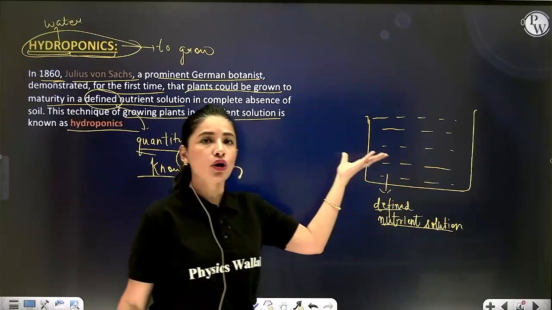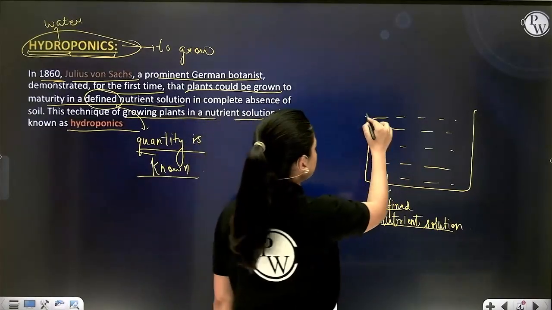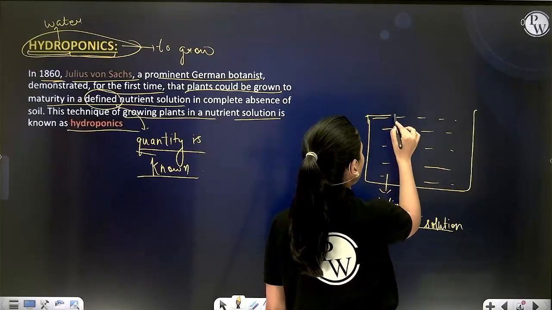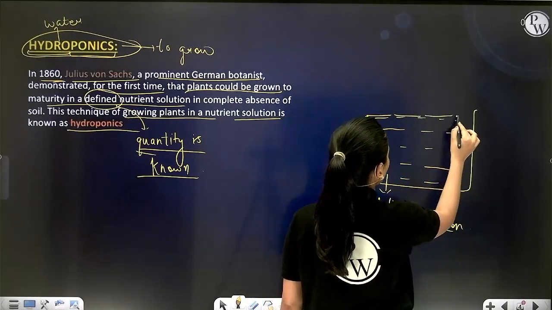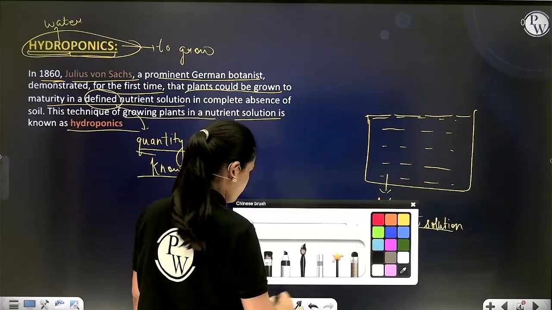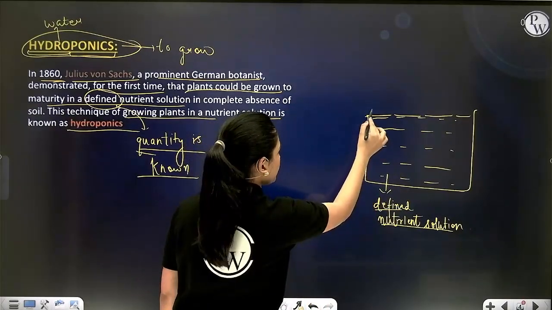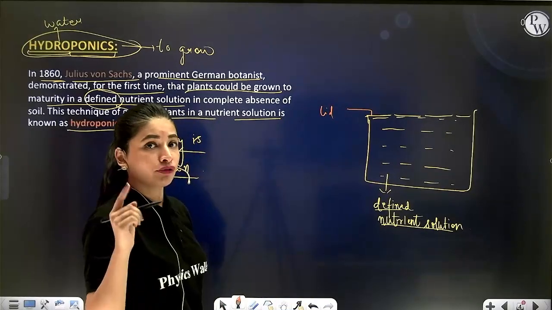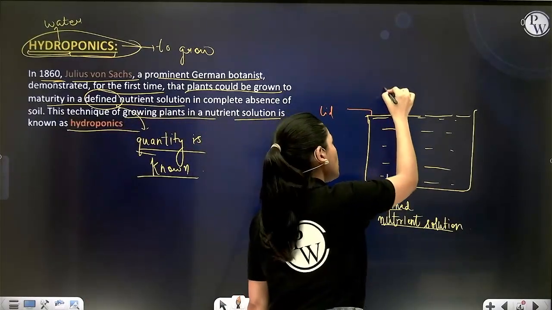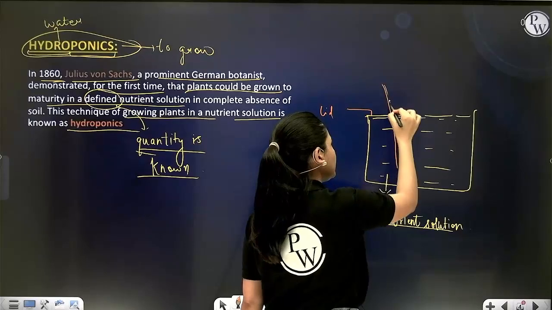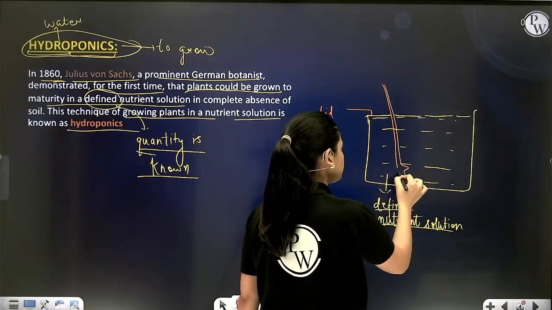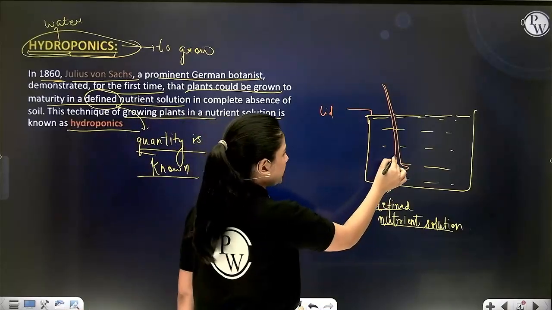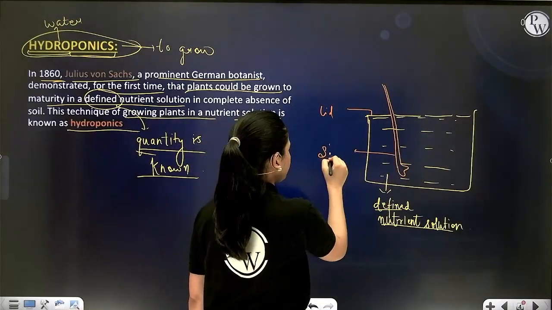Second, now you're going to cover the beaker with the help of a lid having 3 openings. How many openings? 3 openings. So this is the lid which is having 3 openings. Why 3 openings? From the first opening, you are going to place an aerating pump, or you may also call it a stirrer. Simply you can say stirrer.